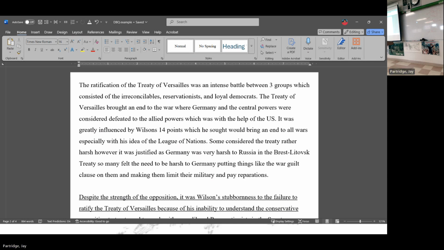So here's a good example of context. For a lot of you, I have CON on top. Context, that's background. That's material that's not going to be in your body paragraph. I don't want you to explain the irreconcilables or reservationists in your opening paragraph. That is for your body.